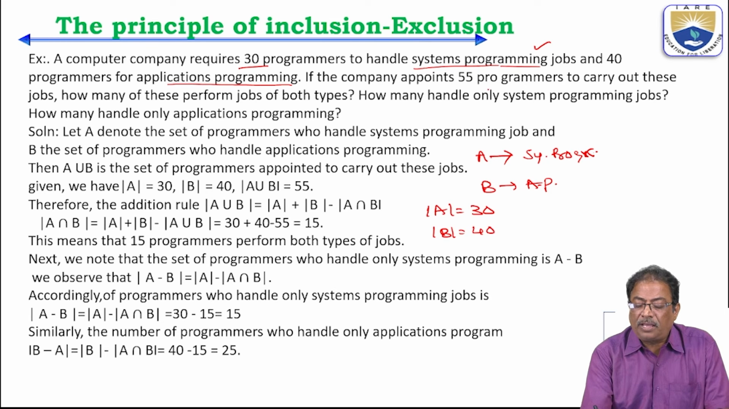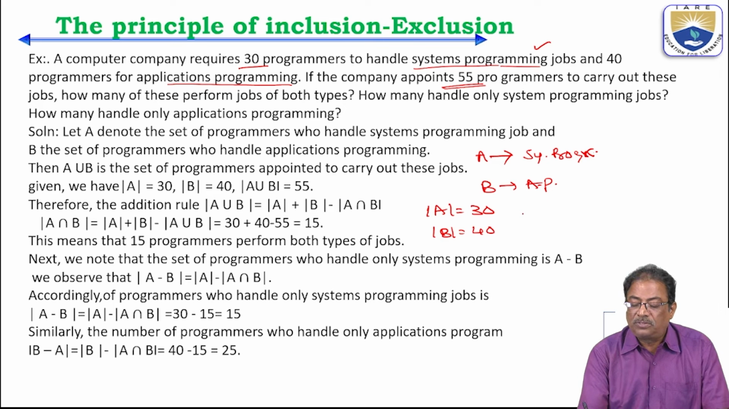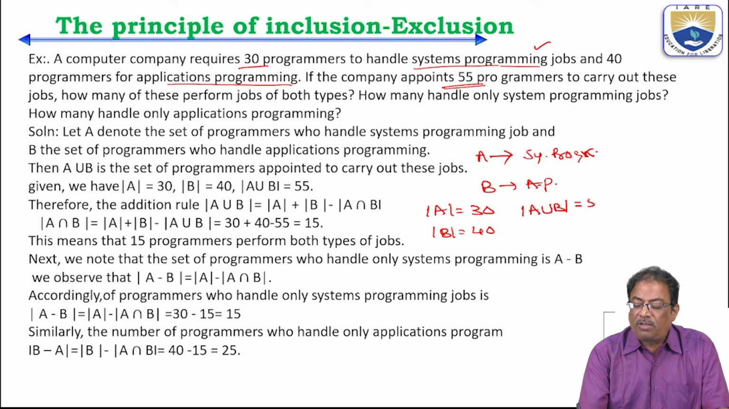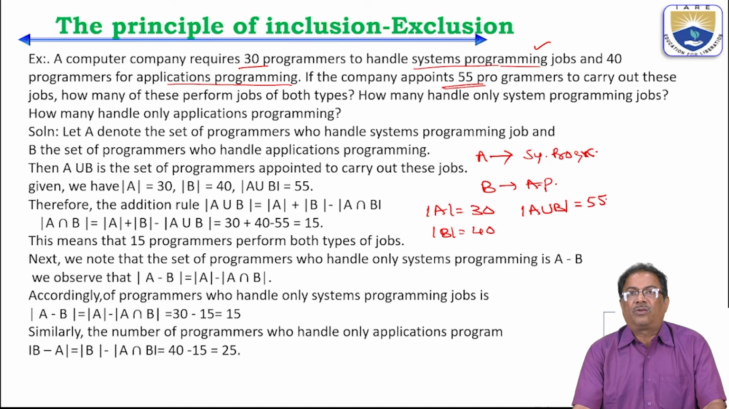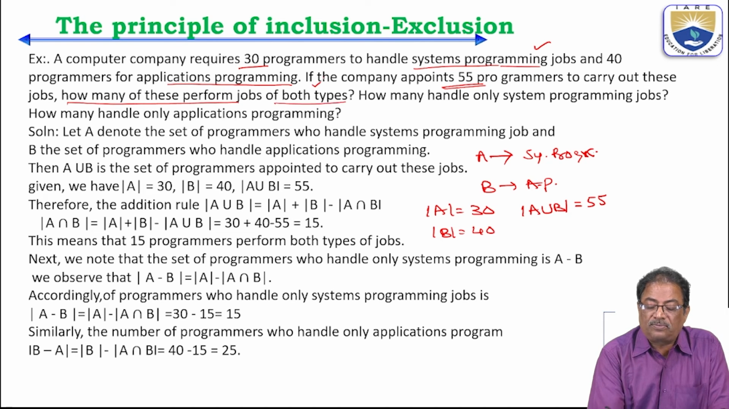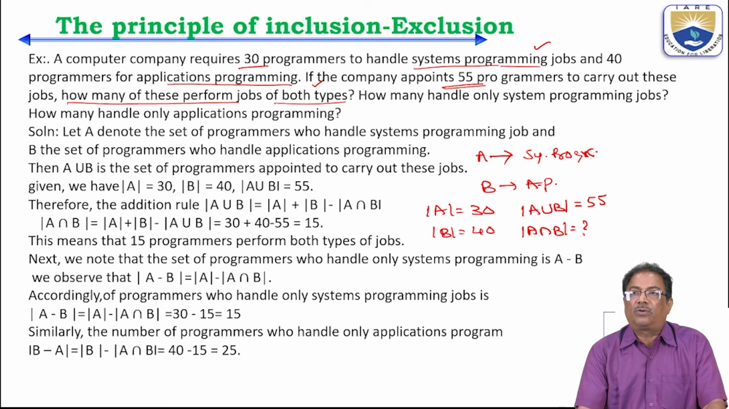And the company appoints 55 programmers to carry out these two jobs. So the cardinality of A union B, that is to perform these two jobs, how many are recruited? 55 programmers they are going to recruit. Next, the question is, how many of these perform jobs of both types? Both types means A should be performed as well as B should be performed. This we have to calculate.